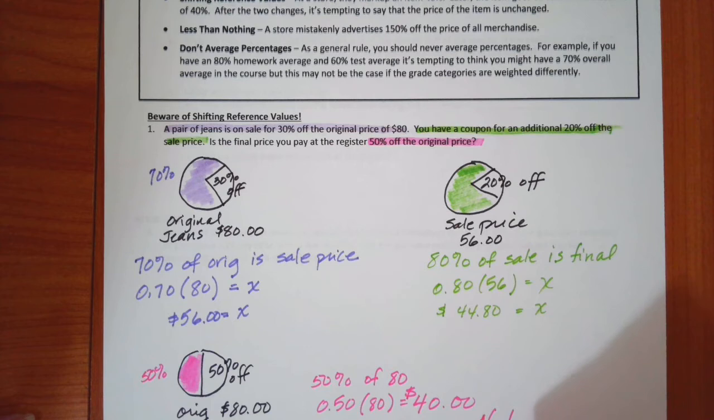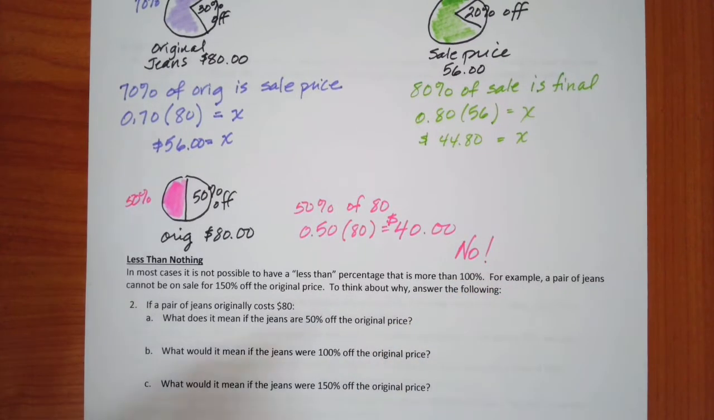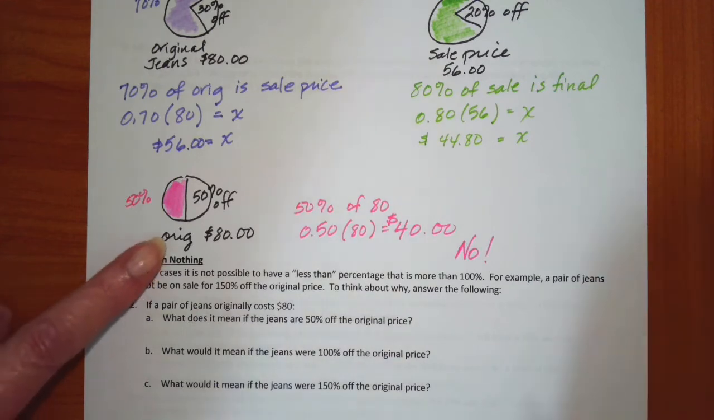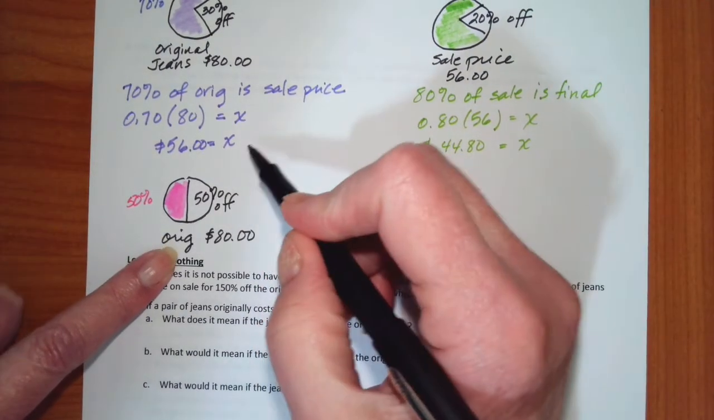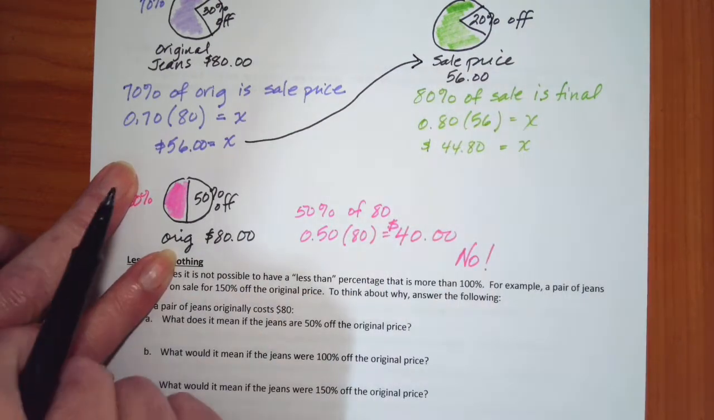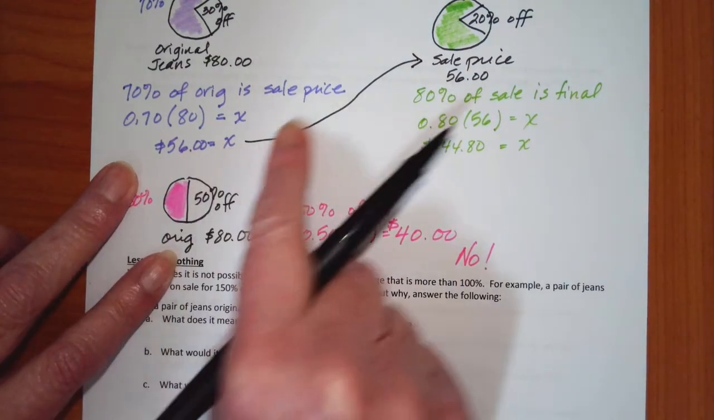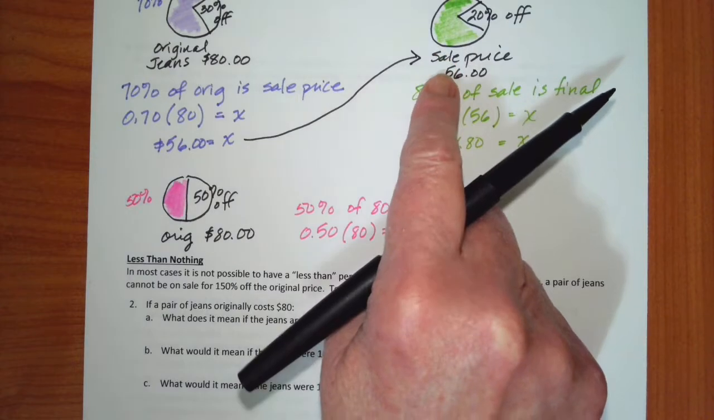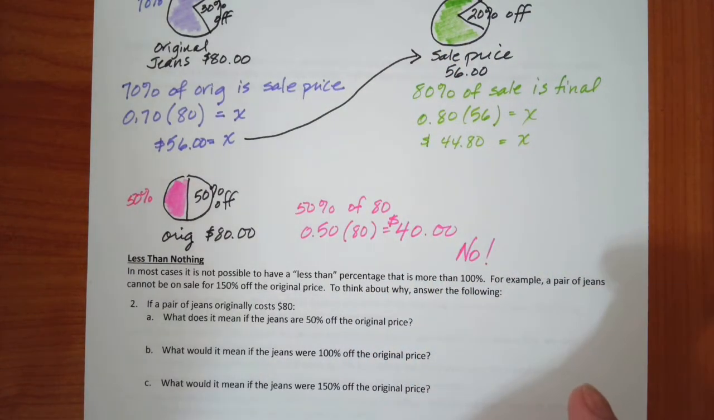These amounts are not the same. And it is because you're not dealing with the same reference value. You have to take this and it becomes your new reference value. The compared value here becomes the reference value here, and then you do your calculations again.